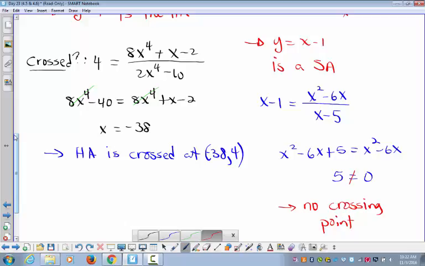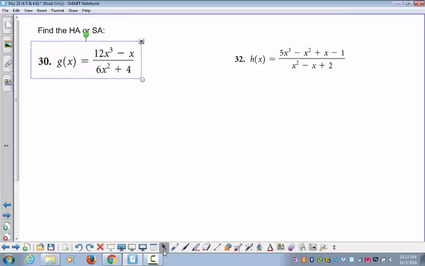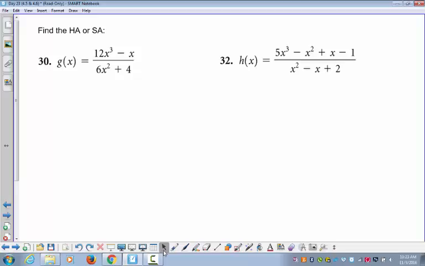Any questions on that? So that tends to be the hardest part with rational functions, finding the slant asymptote and deciding whether it's crossed or not. That tends to be the hardest part. All right, why don't you guys do number 30? And again, just deal with the slant asymptote or the horizontal asymptote. We'll do the complete rational functions in a minute. So figure out your other asymptote.